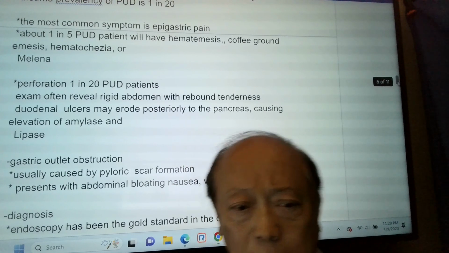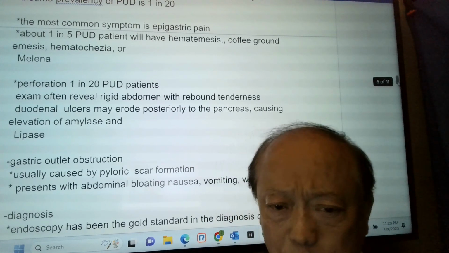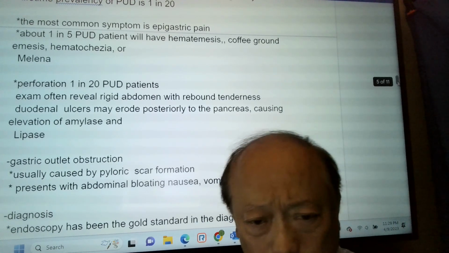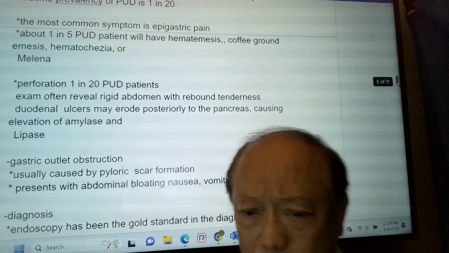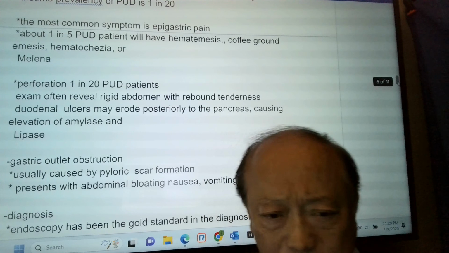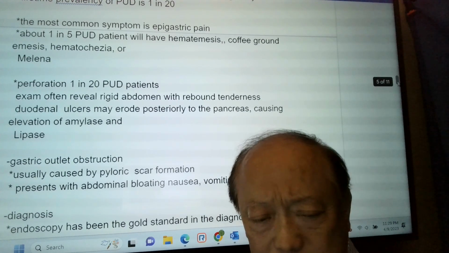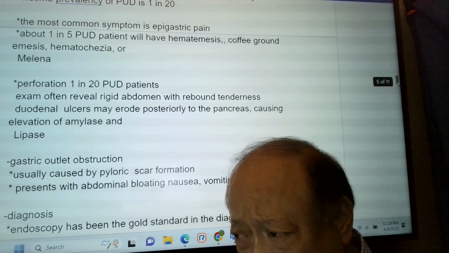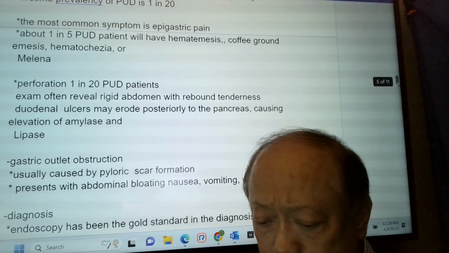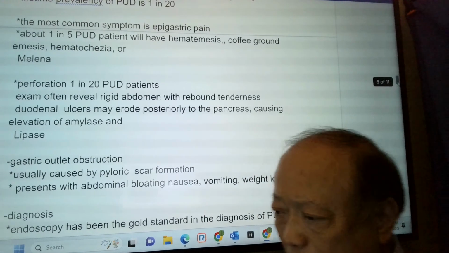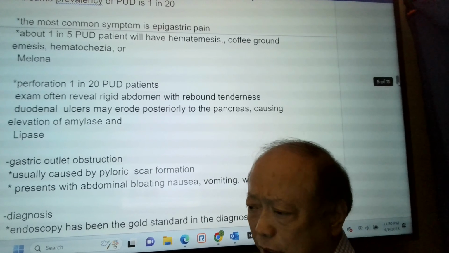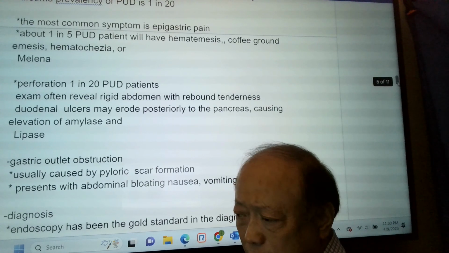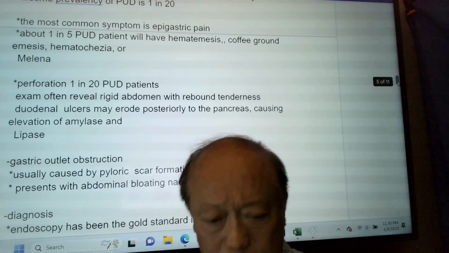Exam often reveals a rigid abdomen and rebound tenderness in the case of perforation. Duodenal ulcers corrode posteriorly into the pancreas, causing elevation of lipase and amylase. This is the one that can be confused with pancreatitis. Gastric outlet obstruction, usually caused by pyloric scar formation, presents with abdominal bloating, nausea, vomiting, and weight loss.